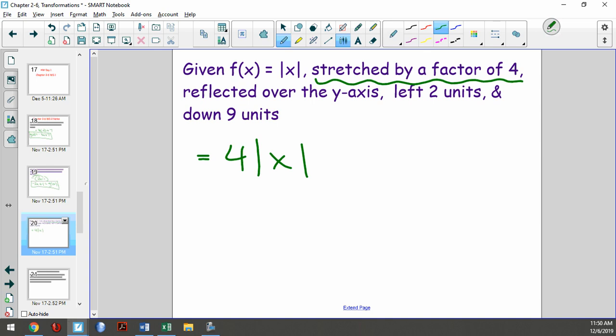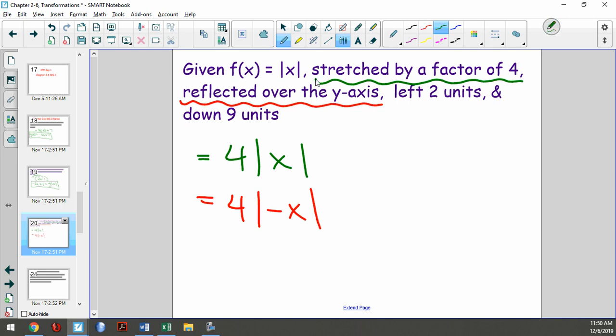Now I want you to do the next comma. I want to reflect that over the y-axis. If I'm reflecting it over the y-axis, what does that mean I'm doing? Am I replacing x with negative x, or am I distributing a negative across the entire function? Which one? I'm replacing x with negative x. So this is now going to be 4 absolute value of negative x. Do we see that, yes or no?